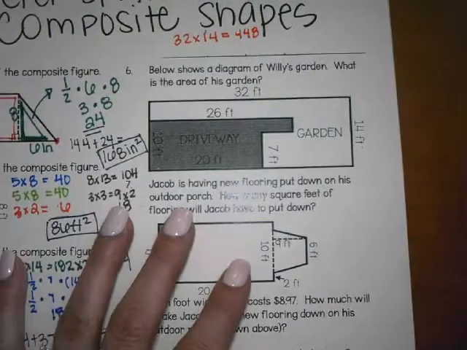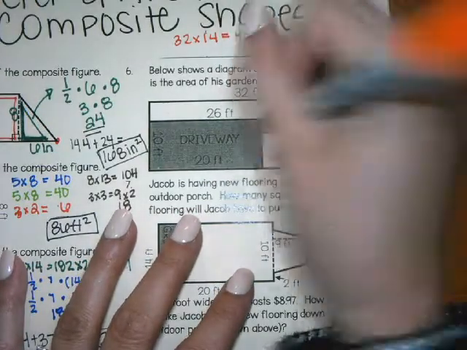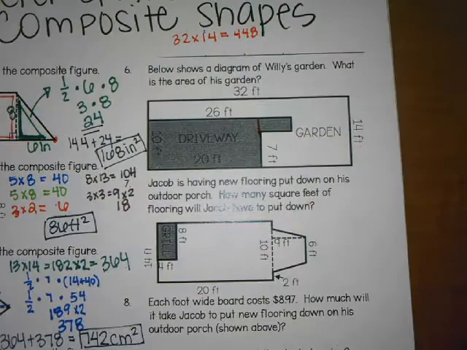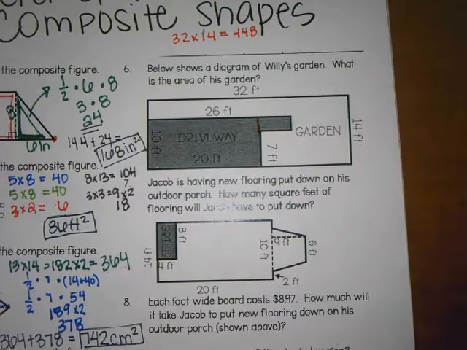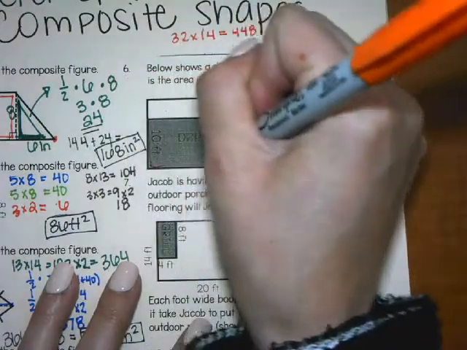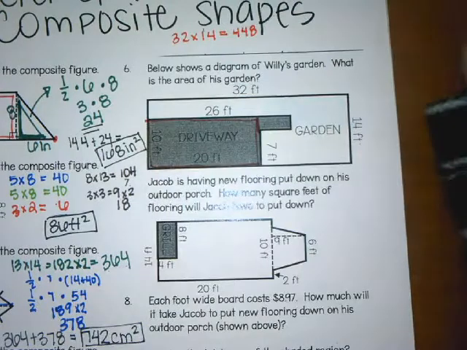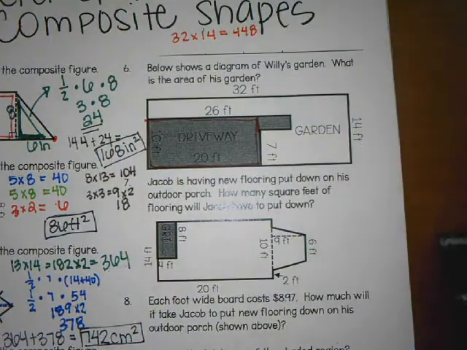Aubrey? You can split off a little. Absolutely. So I'm going to have a bigger rectangle and a smaller rectangle. Does that make sense, guys? Yeah. So I want to find the area of this big rectangle right here. What is the base and the height of that big rectangle of the driveway?